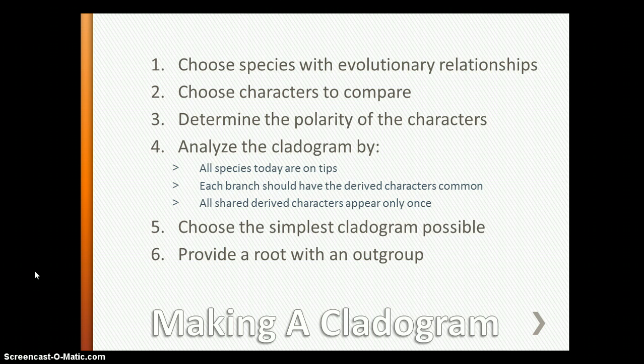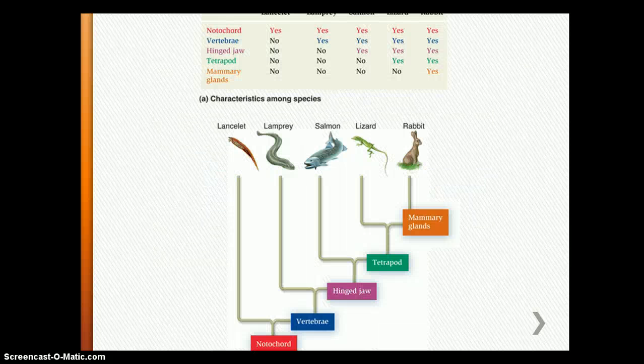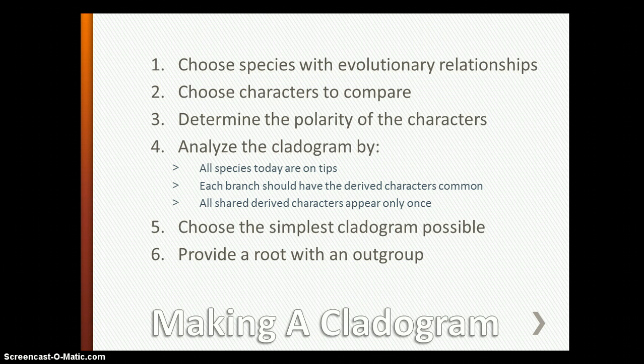So after you determine the polarity, you have to analyze the cladogram. On the actual cladogram, you have to make sure that all species that are found today are on the tips of the tree. So they would be at the very, very top. Each branch should have the derived characters that are found. So as you saw before, they would show like the mammary glands. Let's see if I can go back here. So you can see the mammary glands, the tetrapods, the hinged jaw. That's all on the branches right there. So you have to make sure that that's all where it's supposed to be.